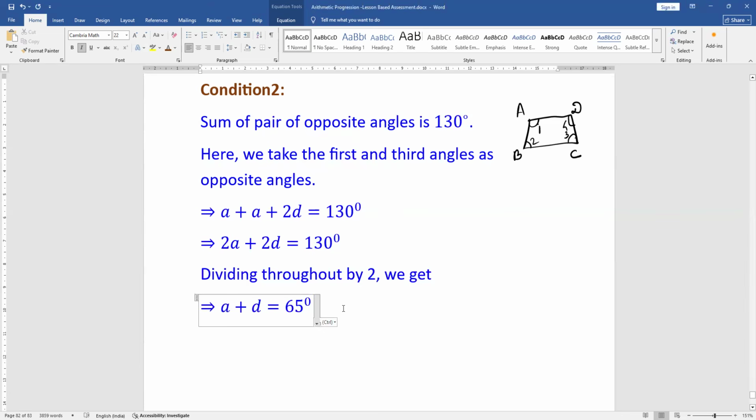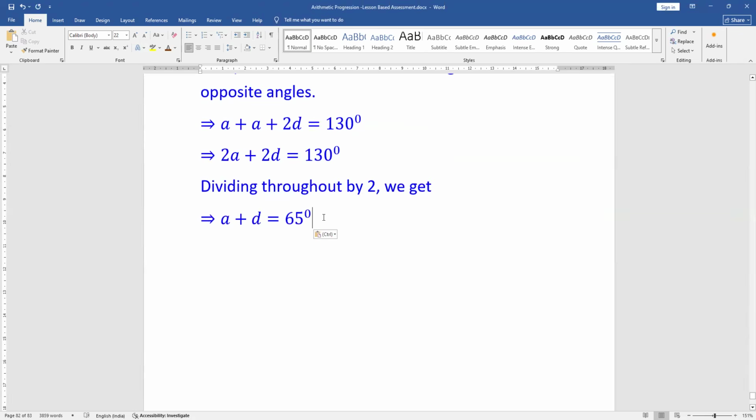Okay, if you want, you can write degree also. Otherwise, just write 65, that is also fine. But finally, you must put that unit. Whatever is mentioned, degree or whatever it is, you have to mention. Then in my next step, what I do is, I just write A. What is A equal to then? So A will be equal to 65 degree minus D. Okay, so this one, I'm going to call equation 2.